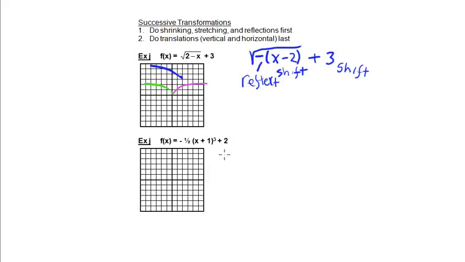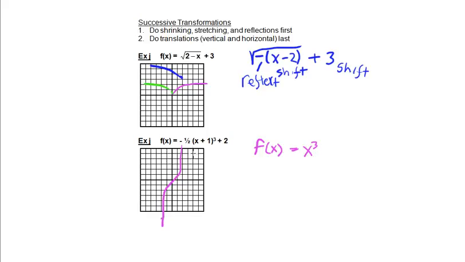Next, let's take a look at example J, and there are a number of things that are going on here. We've got the negative in front, which is a reflection. We've got the 1/2 in front, which is a shrinking. We've got the plus 1, which is a shifting, and we've got the plus 2, which is also a shift. The basic function, though, is this cube, and this is what we're looking at for our original f of x before we do any translations or other transformations. So our f of x is equal to x cubed is the shape that we're going to start with.